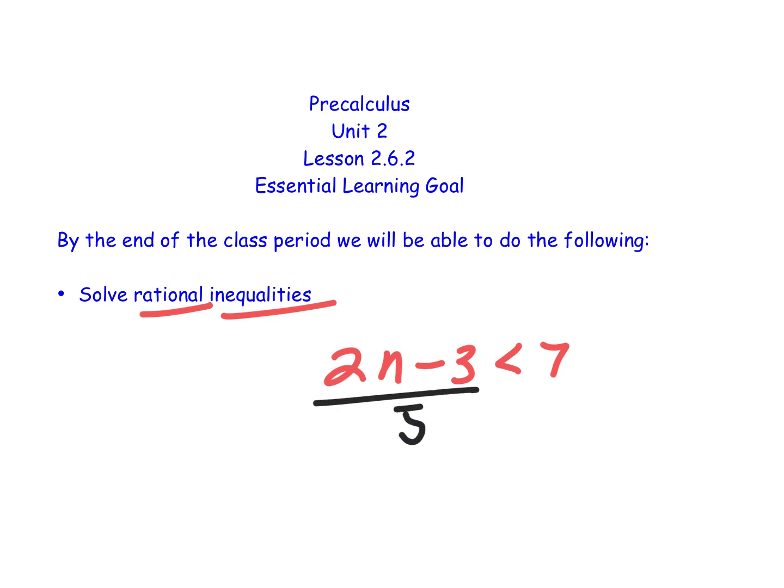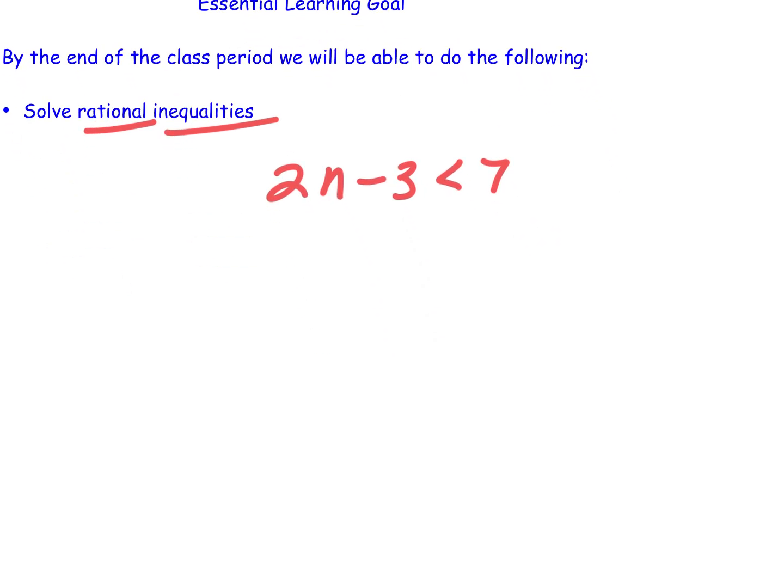Now, if you're solving this, I want to clarify that you are not just going to treat them like they're equations. All of a sudden, there's a new rule, and that is that we don't want to multiply by a variable on both sides of an inequality. Let me try to explain why.